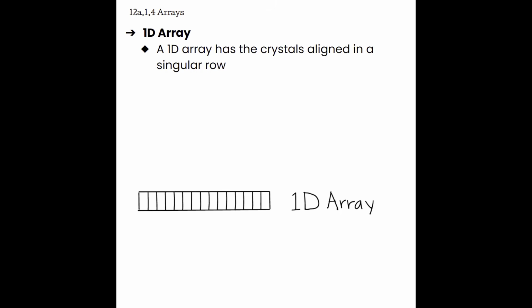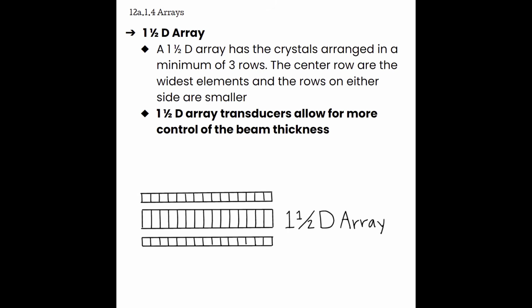So the first one is a 1D array. A 1D array has crystals that are going to be aligned in a singular row. 1D array transducers are capable of creating 2D images, which are just our normal black and white images that we get for most of our exams.